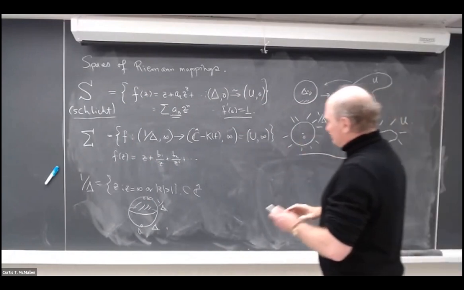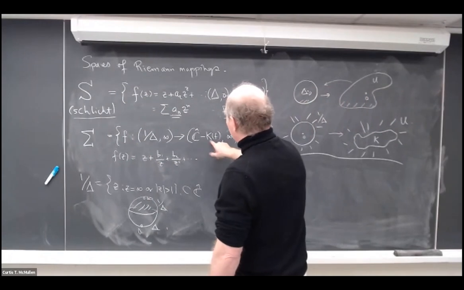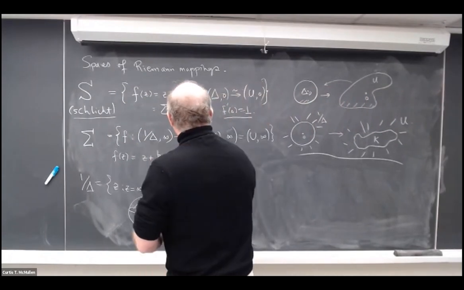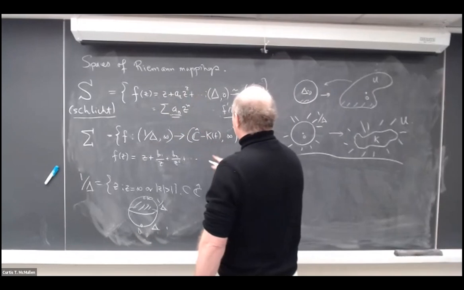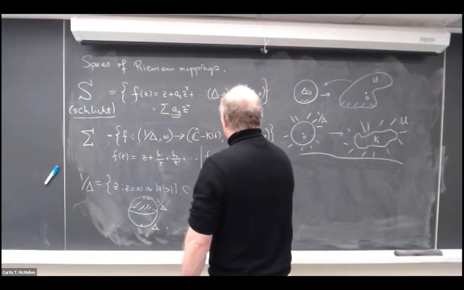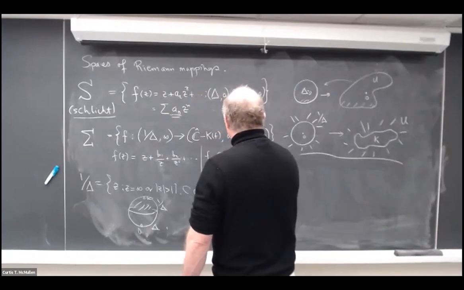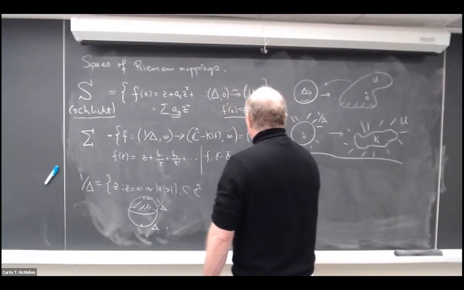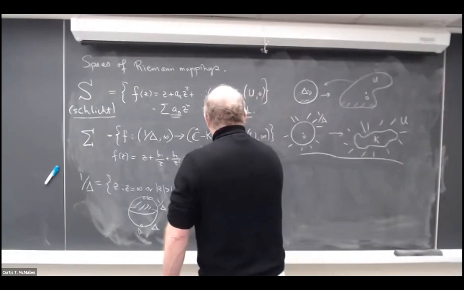So if you like, they send the outside of the unit disk. I mean, since they send infinity to infinity, you could also just say that f sends C minus the closed unit disk to C minus a compact set. The point at infinity is not so important.